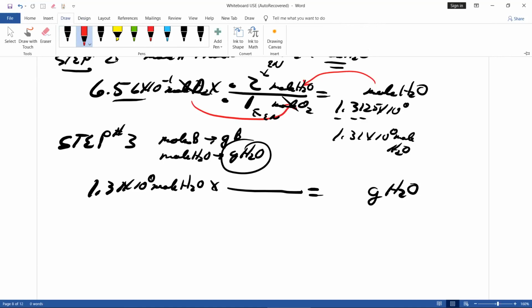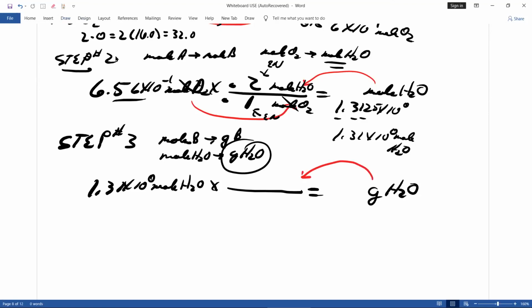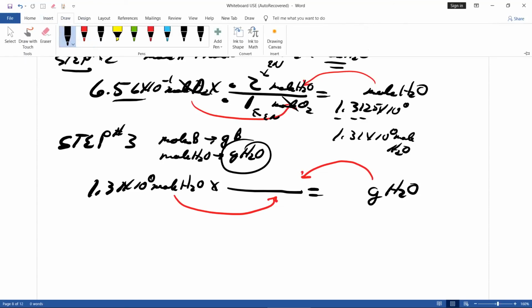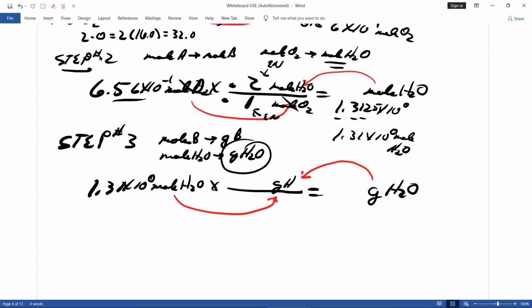I'll use my good buddy, my good friend, unit analysis. That tells me whatever I'm trying to get to goes on top of the ratio. Whatever units I'm trying to get rid of go underneath. This is grams of water. This is moles of water.